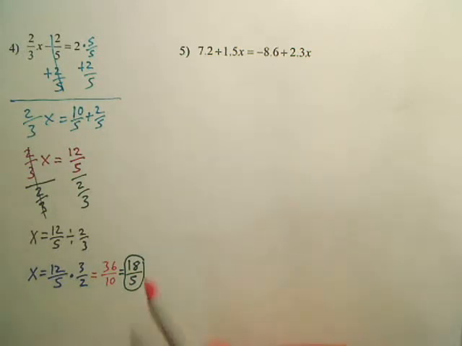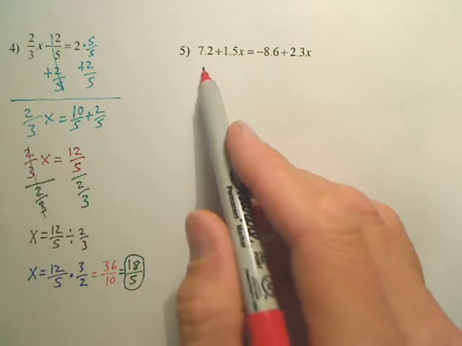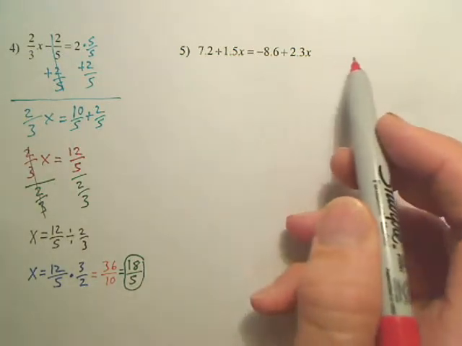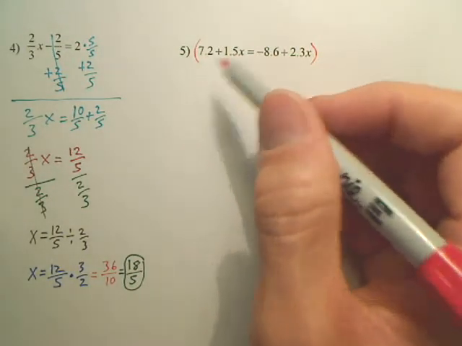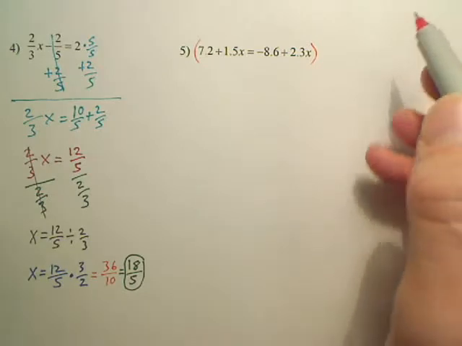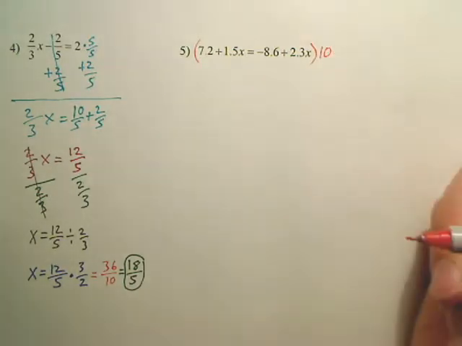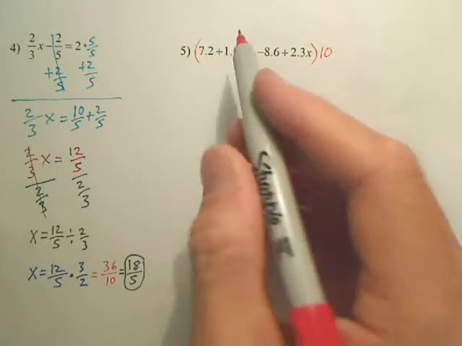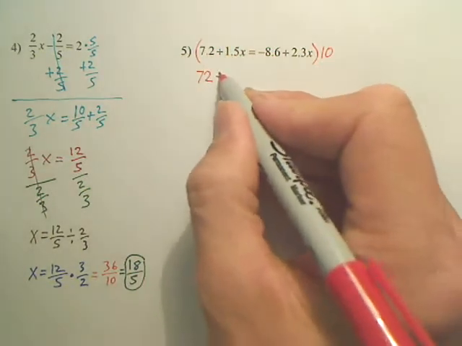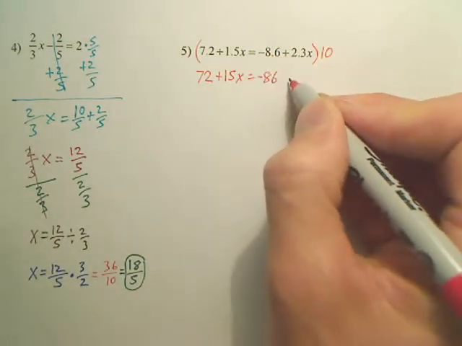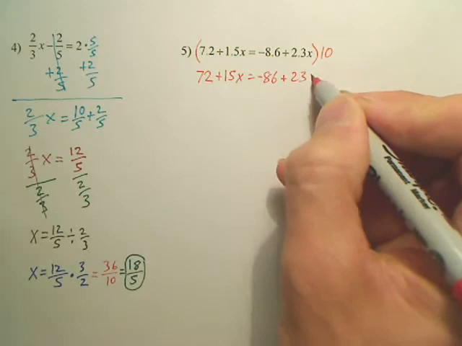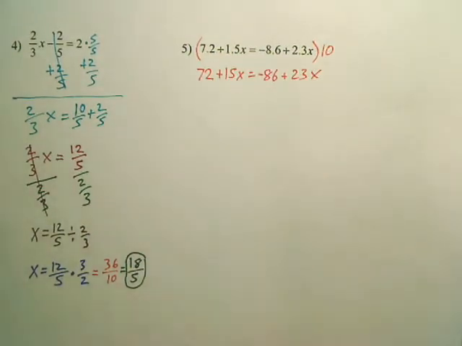All right. Now, number 5. What do we want to do to get rid of all the decimals? We multiply by something. Both sides, or I can just, if I'm multiplying both sides, can I just multiply the whole thing? And I'm going to multiply the whole thing by 10. When I multiply everything by 10, that becomes 72. That becomes 15x. That becomes negative 86. And this becomes 23x. You can multiply both sides by 10. And now your decimals are gone. A lot easier. The easiest way to do decimals.